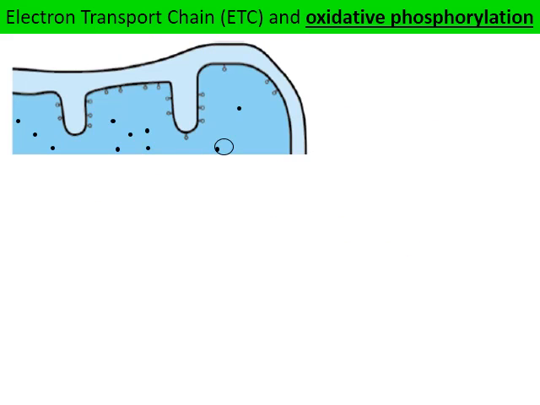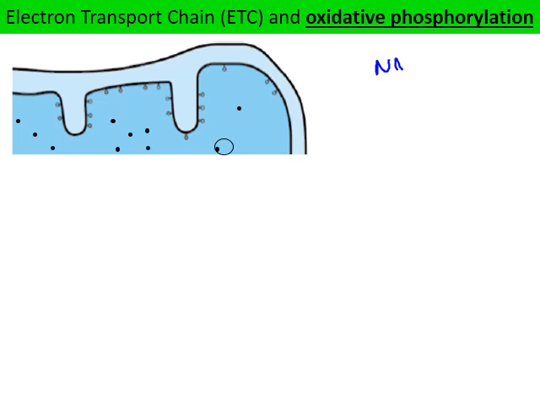So what is the role of the reduced NAD and the reduced FAD? Well, we know they're reduced coenzymes, and we know they carry hydrogen to the inner mitochondrial membrane. And here we get a series of proteins embedded in the inner mitochondrial membrane called the electron transport chain.